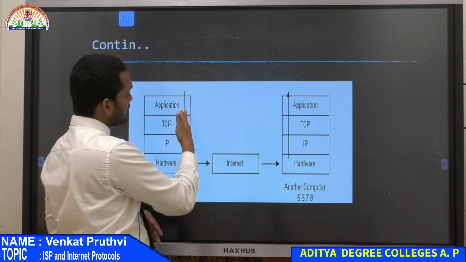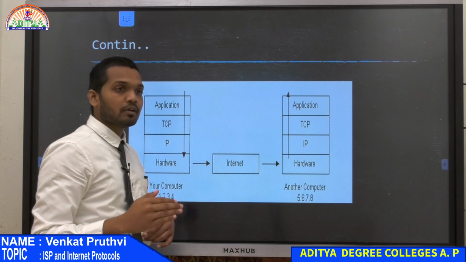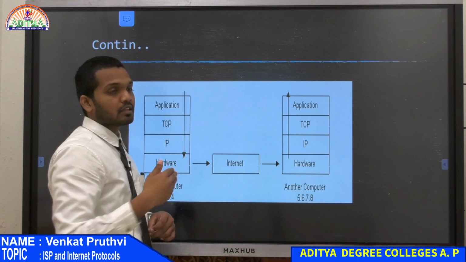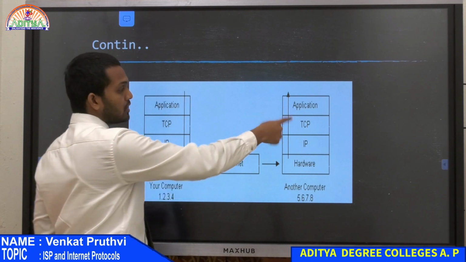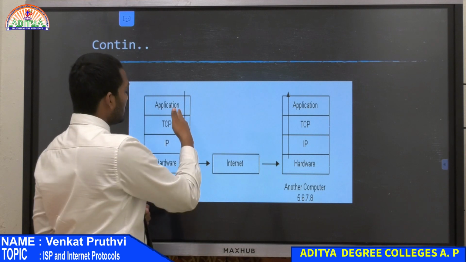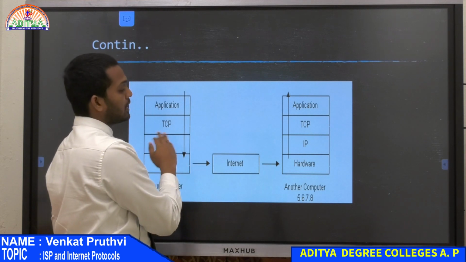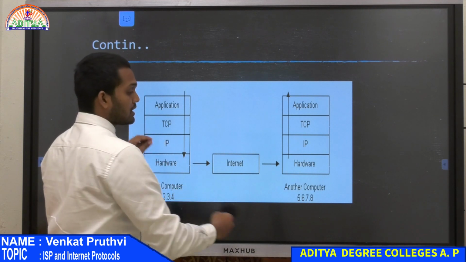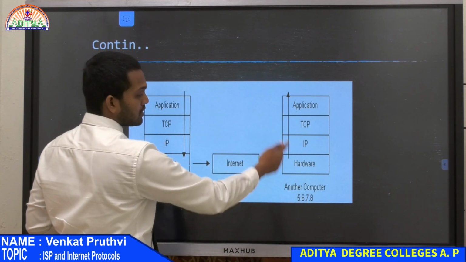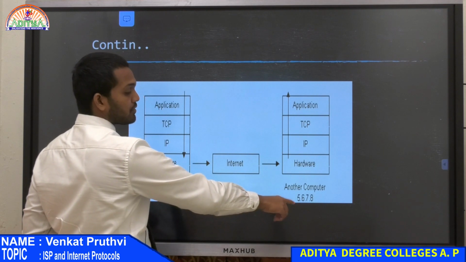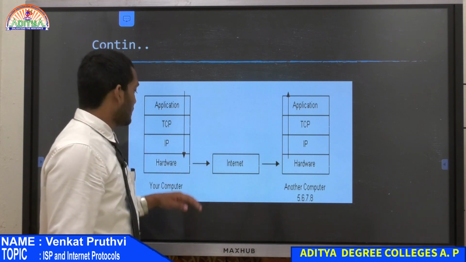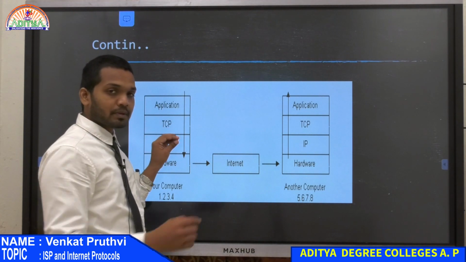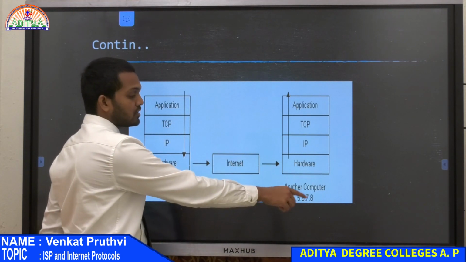So when it is sent down, it will first be assigned the port number, each packet, and then it will search for the port number of this application. When it's going down, then it will be assigned an IP address. What is the IP address that these chunks of data are assigned? They are assigned the IP address of the destination computer. What is the IP address of this computer? 5.6.7.8. Each chunk of data or each packet that is being transferred is assigned the same 5.6.7.8.